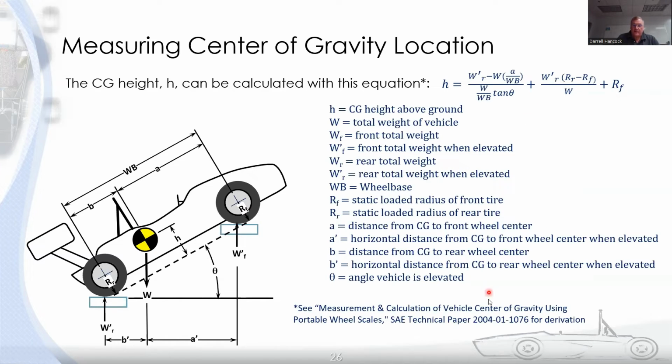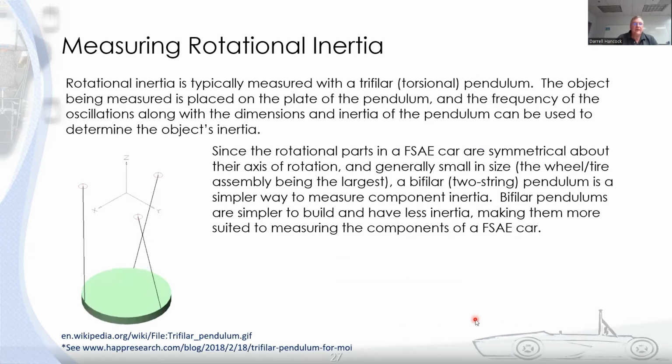I would recommend you look up this SAE paper here. It goes into the development of this formula, how it's derived, and some ways to determine how accurate your measurements are. Obviously, the higher this angle, the more you elevate one end of the car, the more accurate your calculation will be, the more accurate your data will be to plug into this equation. So it's a pretty good read. And just in case I made any typos putting this in here, it might be a good idea to double check me by going through this SAE paper. So highly recommend looking into that. Okay, so that's how you would measure your center of gravity location.